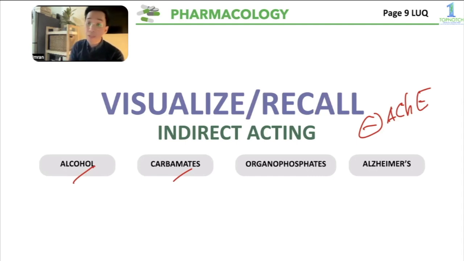Physostigmine was previously used, pero hindi na siya ginagamit ngayon kasi may CNS side effect. Organophosphate, ano yung mga nandito? Insecticides and yung war gases natin. What is the treatment? Atropine, no? And your pralidoxime. And Alzheimer's, no?